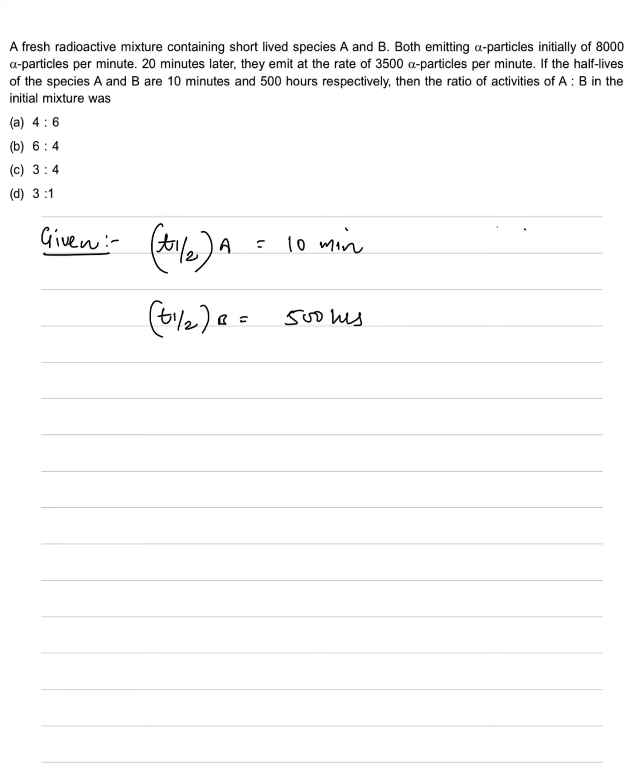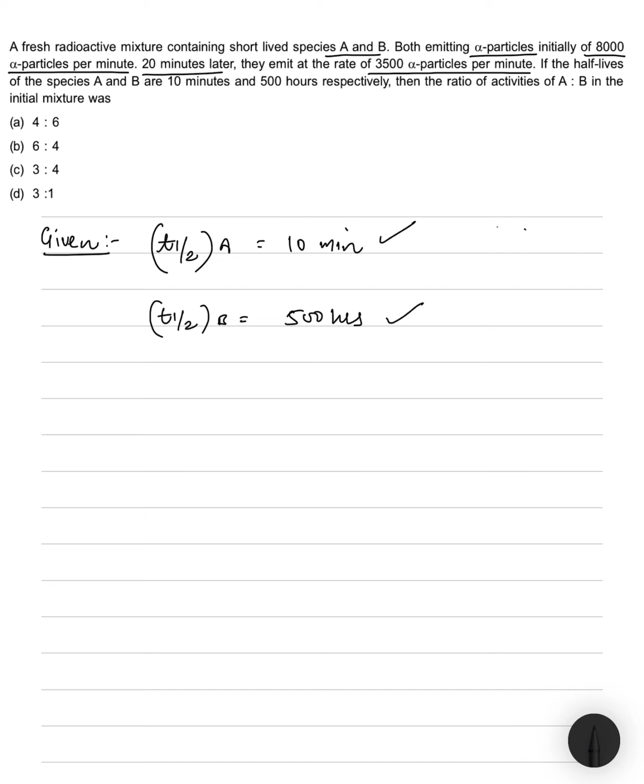Now, this question requires the understanding of radioactivity topic in chemical kinetics. If you look at the question, we are given two species A and B. Both species are emitting the alpha particles initially at the rate of 8,000 alpha particles per minute. After 20 minutes, they emit at the rate of 3,500 alpha particles per minute. We are given half-life of A as well as B.